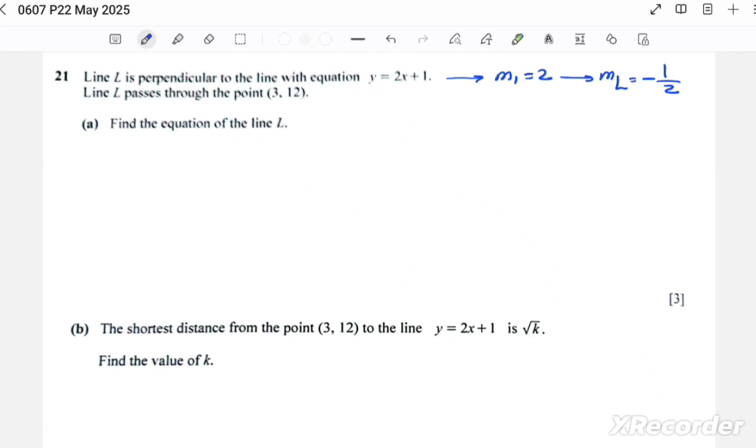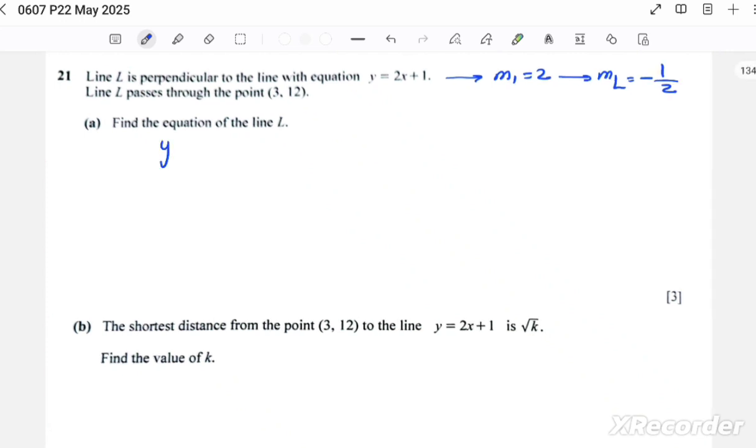Okay. So if you want to find now the equation of the line L, you should write y equals mx plus c. This is the form of the straight line equation. So it will be y equals negative 1 over 2 x plus c, and this is the gradient. Okay. So this is the first step. Second step, you need to substitute a point on the line to find c.